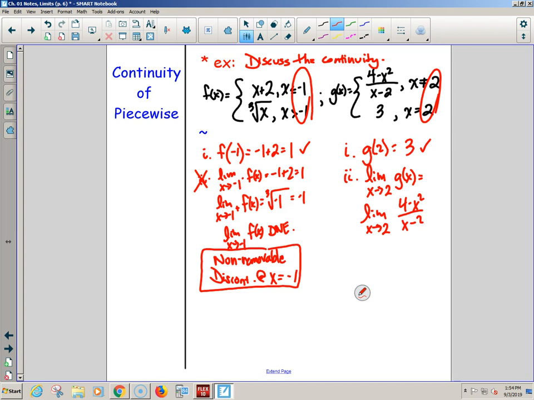Joe's seeing the difference of squares. Do you guys see it? It's 2 minus x, 2 plus x. So then that guy's going to reduce. Do you guys see though that it's going to actually end up being a negative one? You have to pull out a negative, and then you're going to have an x plus 2, and your limit's going to be, does the limit exist?